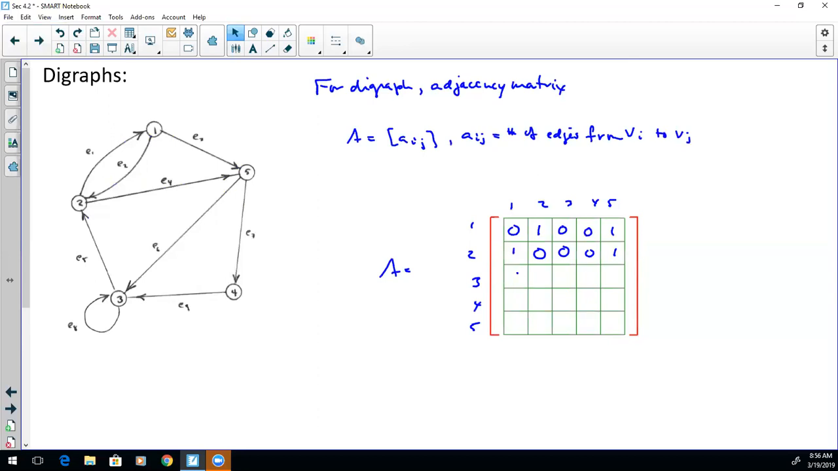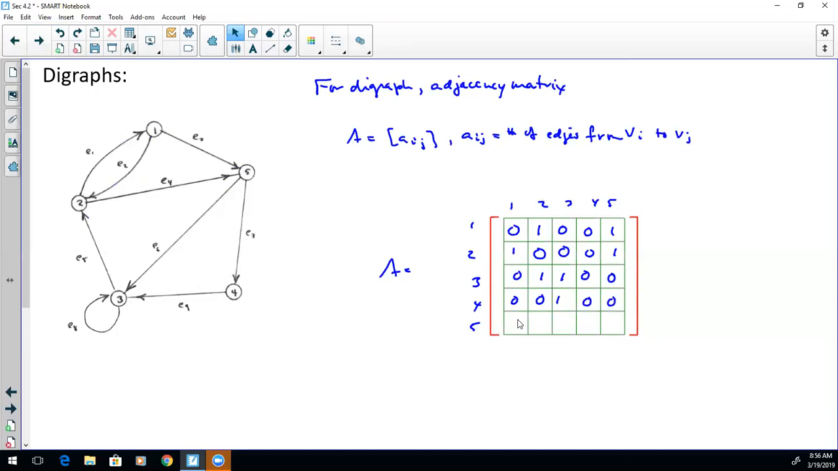From 3 to 1, there's no edge. From 3 to 2, there is one edge. That's E5. Okay. From 3 to 3, there is one edge. 3 to 4, no edge starts at 3 and goes to 4. And no edge starts at 3 and goes to 5. Okay, 4. 4 to 1, nope. 4 to 2, nope. 4 to 3, yes, there is an edge that goes from 4 to 3. 4 to 4, no. 4 to 5, no.